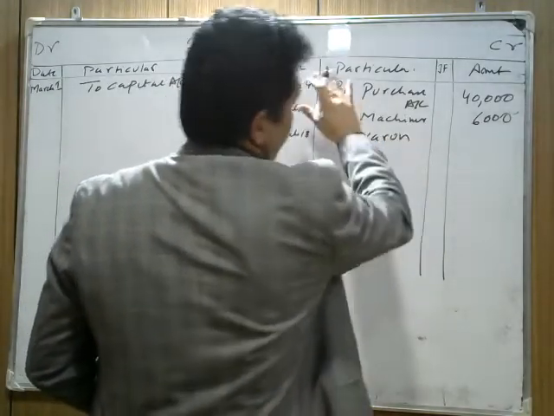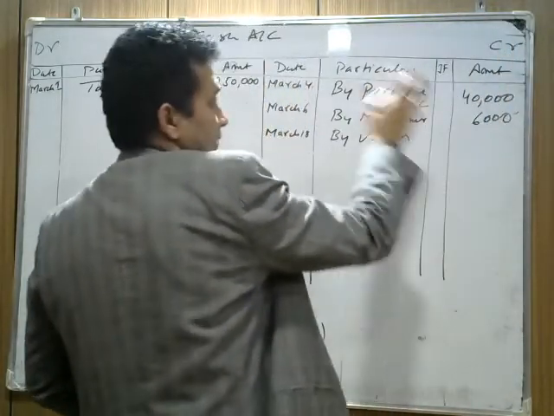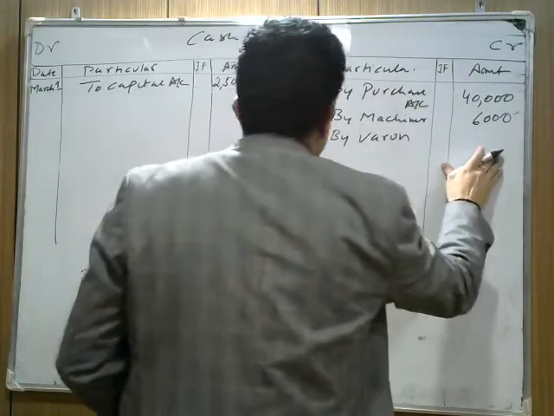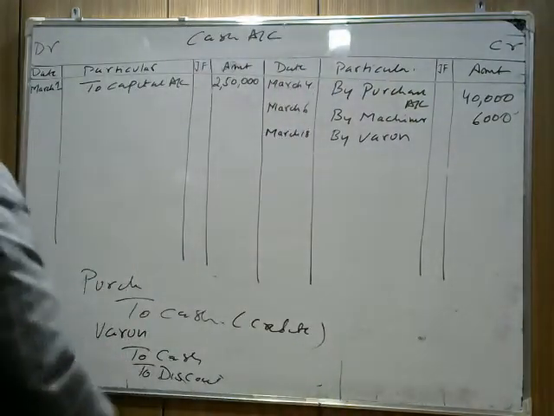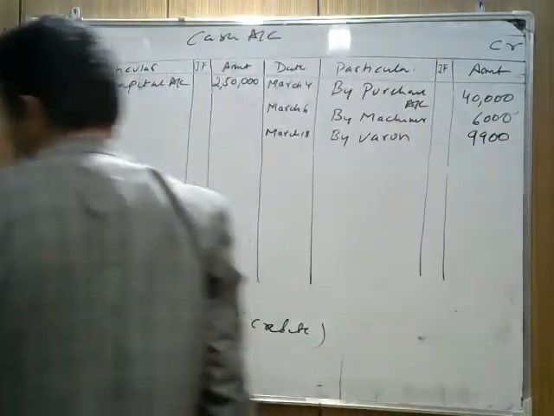We're not making the cash book. We would need to prepare a discount column separately. हमने discount का कोई column नहीं बनाया. We are preparing the cash account, not the double column cash book. So we simply write "by Varun" and how much you paid to Varun in cash. कितना cash आपका गया? 9,900.